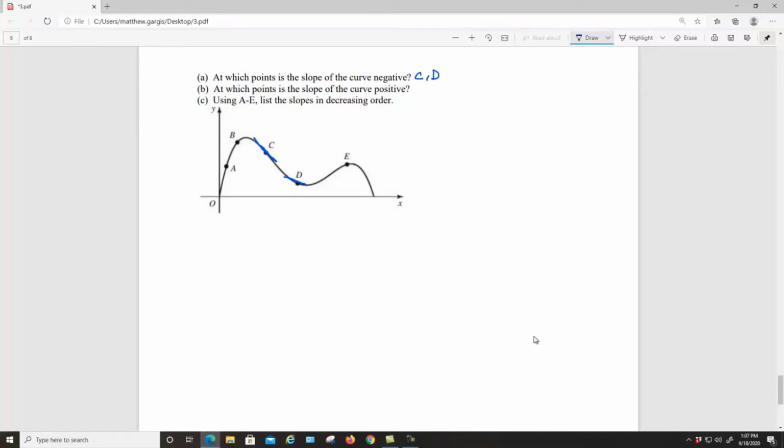Okay. At which points is the slope positive? Well, A, B, and I would say even E is positive, just a little bit. So A, B, E.